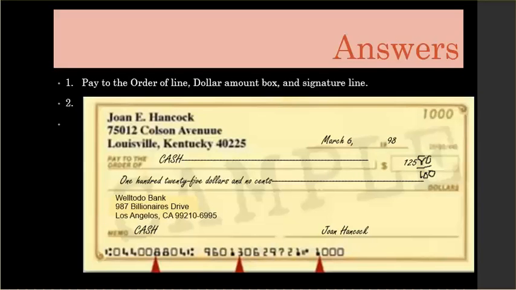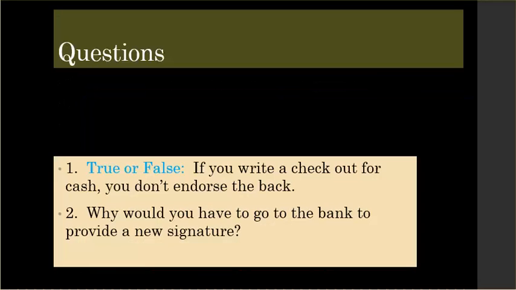Answers. Number 1 is paid to the order of line, dollar amount box, and signature line. Number 2 shows the filled out information. Cash. False. If you write a check out for cash, you don't endorse the back. Would you have to go to the bank to provide a new signature?